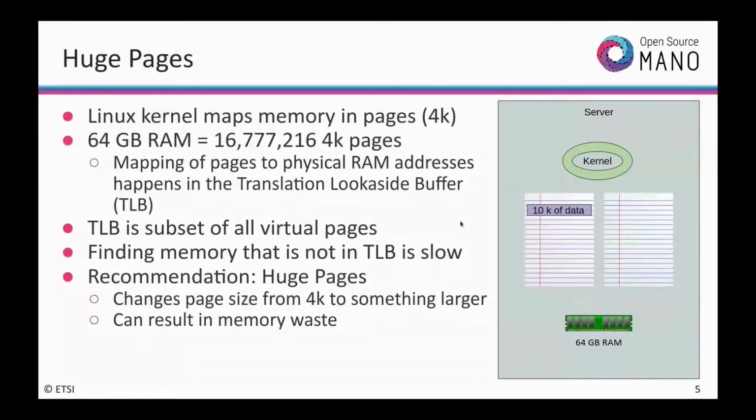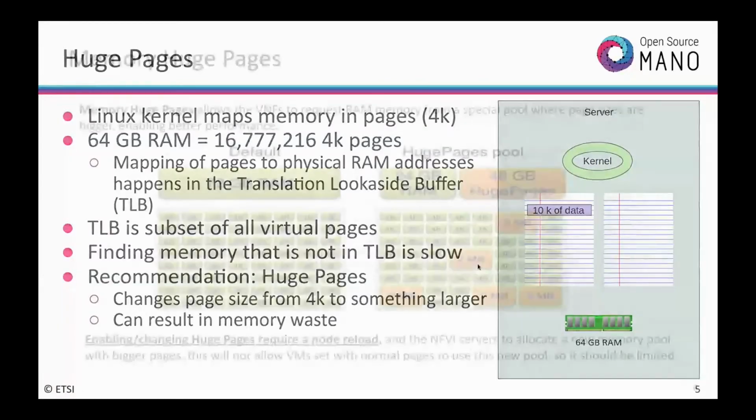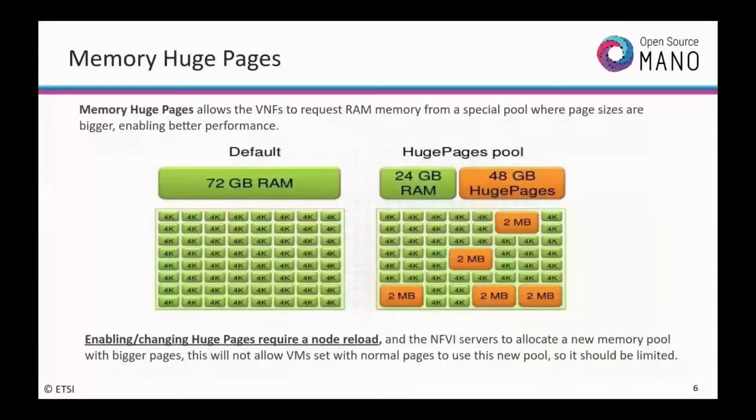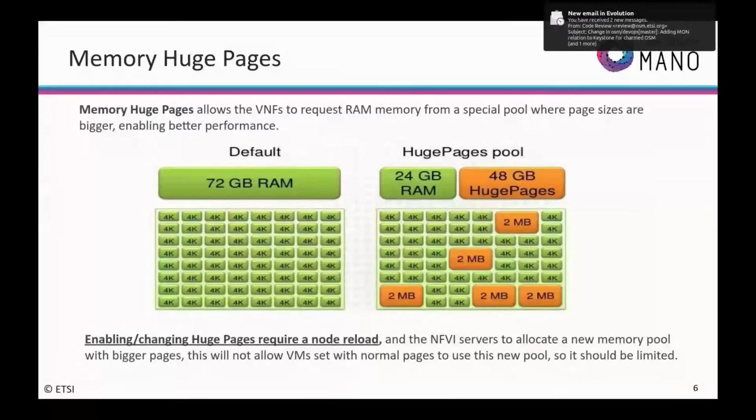So there is a trade-off that needs to be decided here. What do we do in terms of a balance between having too many pages and having too much wasted space? Once that's decided, we can go ahead and enable the huge pages. So it allows VNFs to request RAM from a special pool where page sizes are bigger, which allows us to enable better performance.